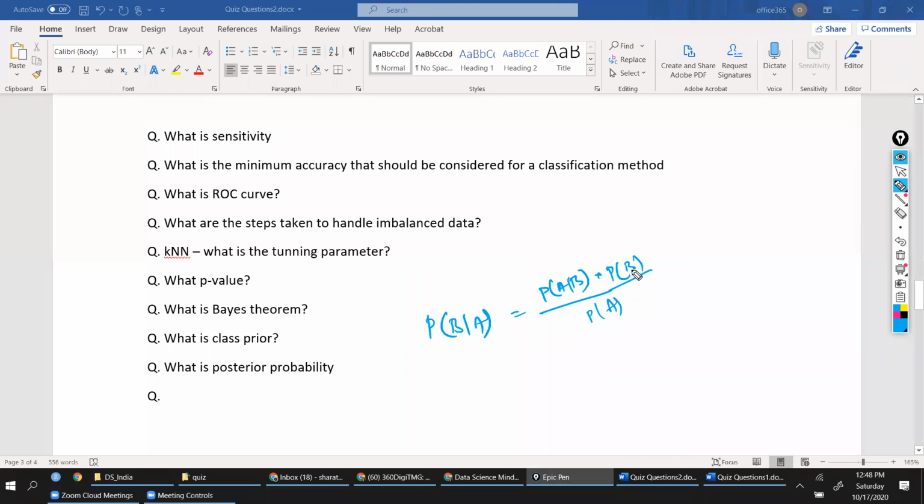So what is the class? You're basically saying what is the probability of the class given the condition. So you're first checking the probability of the class in the historical data. Then what is the probability of this condition arising in this class, under the probability of the overall condition. So this is your Bayes theorem.